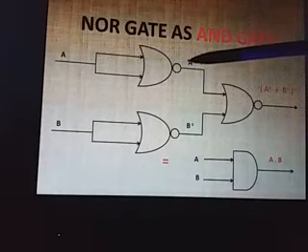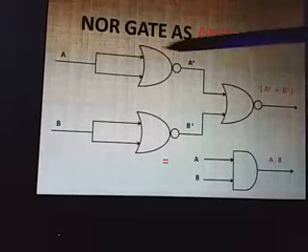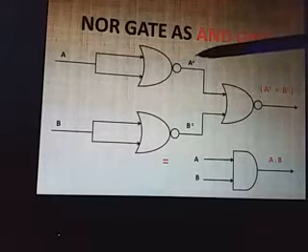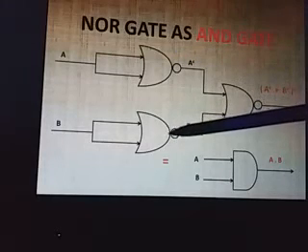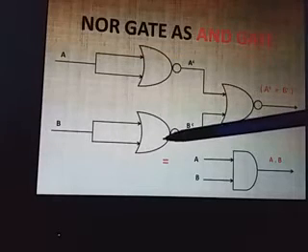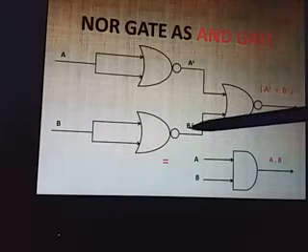Its output will be A complement, or complement of A. And from this other NOR gate, which is a single input NOR gate working as a NOT gate, its output will be exactly complement of B.